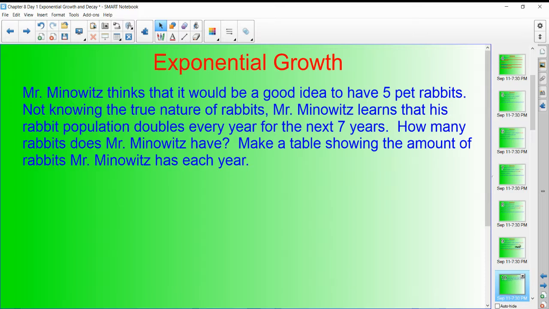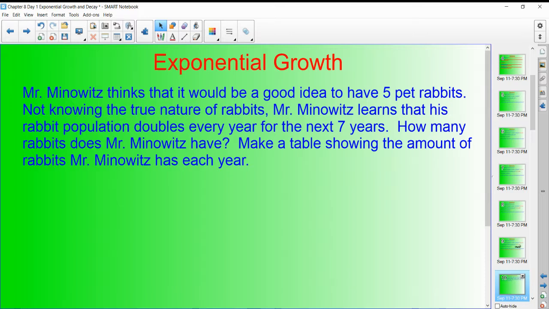Now let's look at an example of exponential growth. So when I was younger, I always wanted to have rabbits. I never got to have rabbits, and that's okay. But I thought it would be a good idea to have 5 rabbits. For some reason, I like the number 5. Now, not knowing what rabbits like to do, I found out that if I had 5 rabbits, their population might start doubling and doubling and doubling, and then have a lot of rabbits at the end.